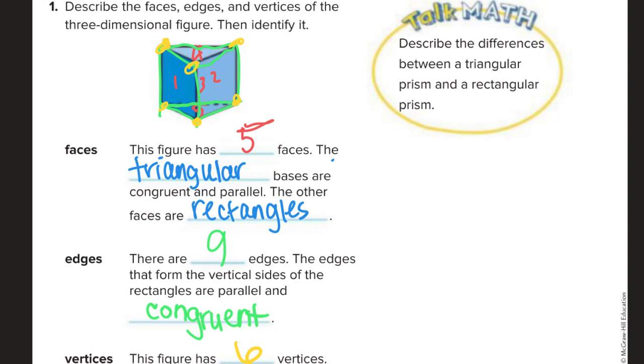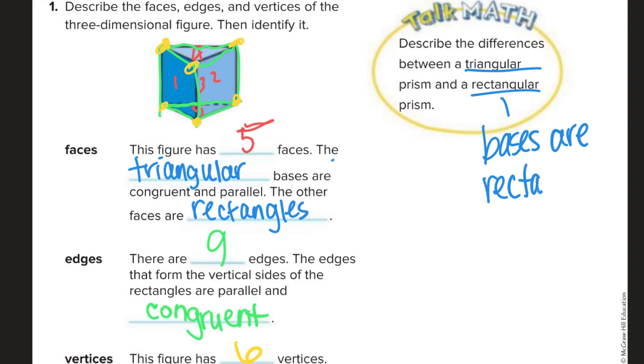What's the difference between a triangular and a rectangular prism? In a rectangular prism the bases are rectangles, right? And this is going to have 4 rectangles around the outside. And in this one, the bases are triangles.